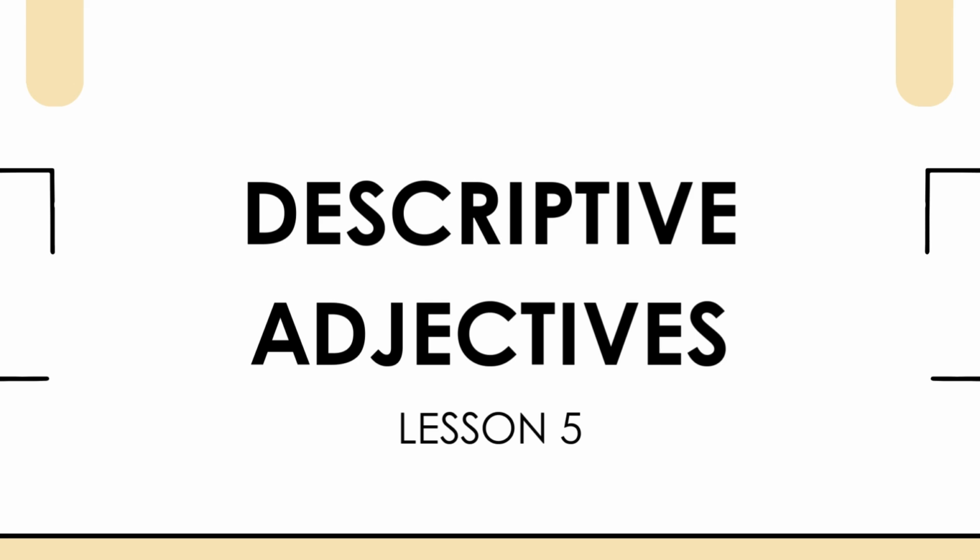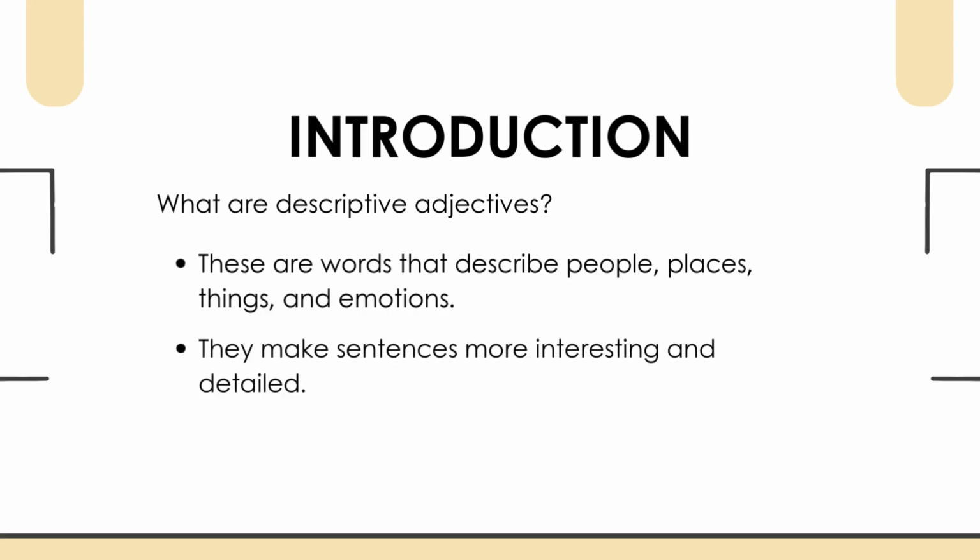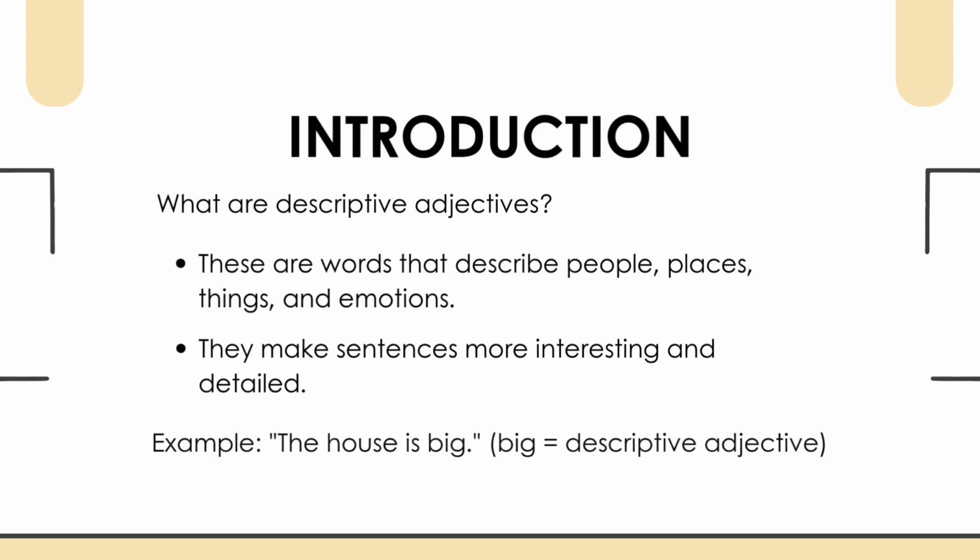Welcome to Lesson 5. Today we're going to talk about descriptive adjectives. These are important tools that make your sentences more detailed and engaging. Let's get started. So, what are descriptive adjectives? They're words that help us describe people, places, things, or even emotions. For example, instead of saying the house, you can say the house is big. This makes your sentences more interesting and detailed.